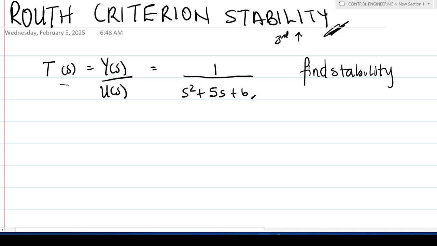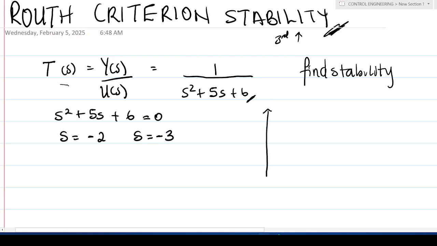For a second order system, to find the poles: if the poles are on the left hand side, it means the system is stable. If the poles are on the right hand side, it means the system is unstable. So, let's find the poles of the system. We're going to equate the denominator to 0. This is a quadratic equation. You can find that the roots of this equation are minus 2 and minus 3.